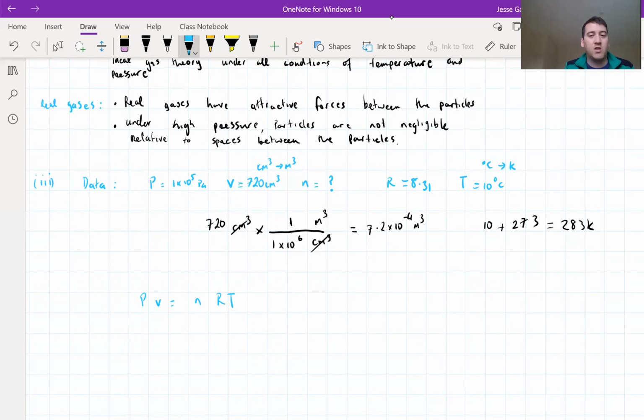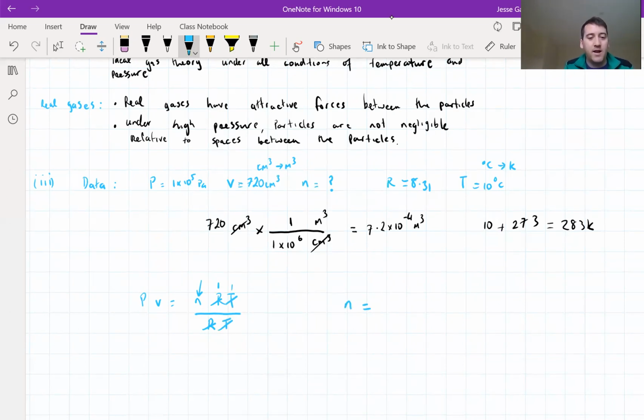On the side where you want to isolate one of the variables, in this case N, we need to make a denominator on that side. We need to put the things that we want to get rid of into the denominator. We want to get rid of R, so R divided by R is 1. We want to get rid of T, so T divided by T is 1. This is N times 1, which is N.